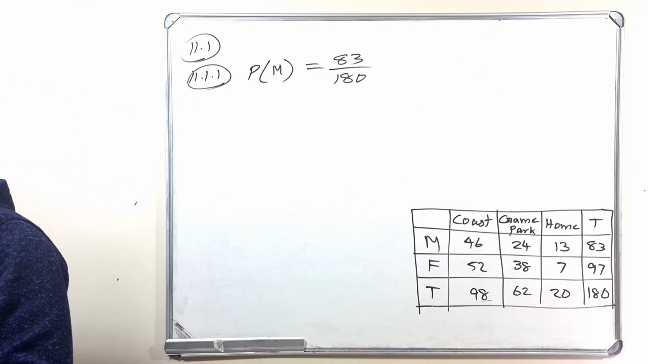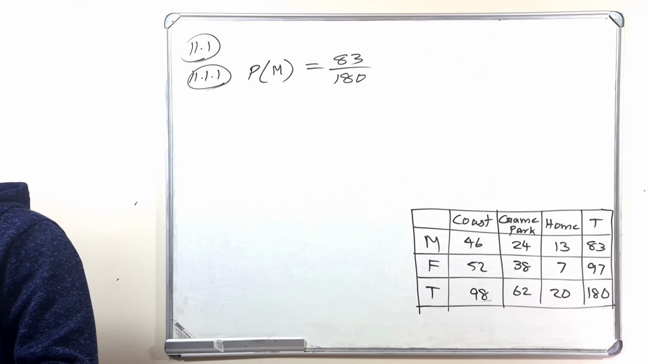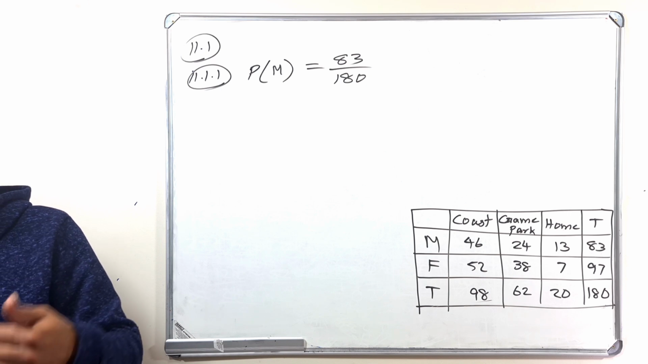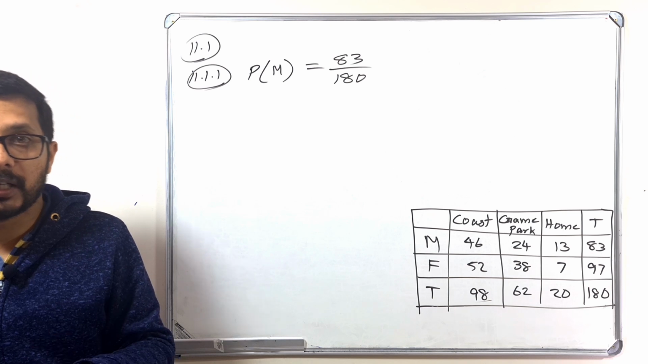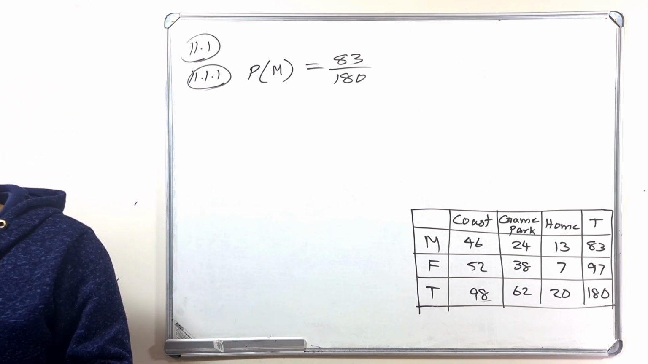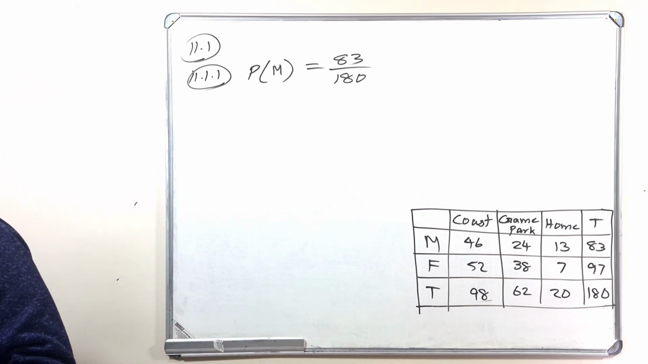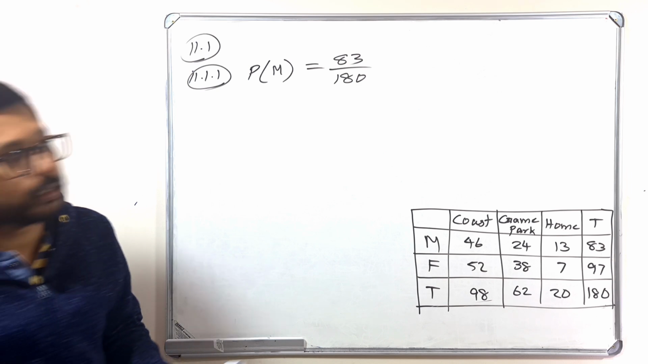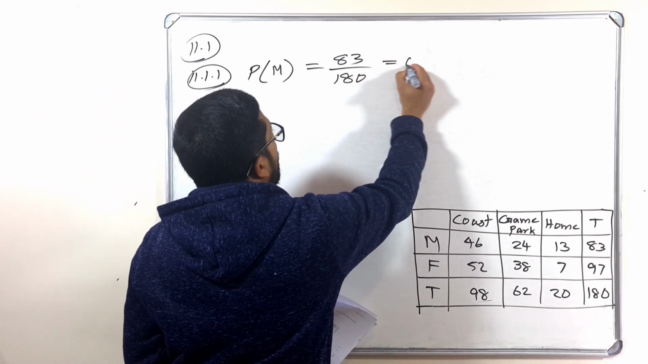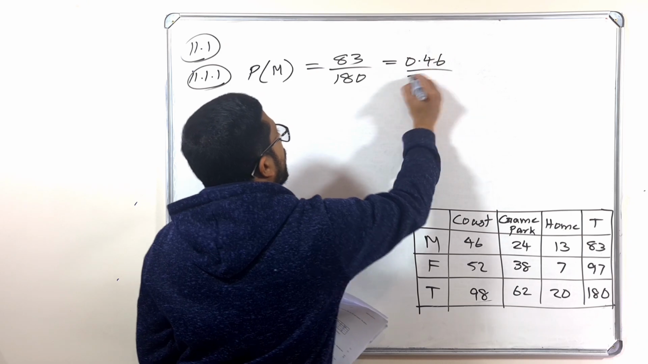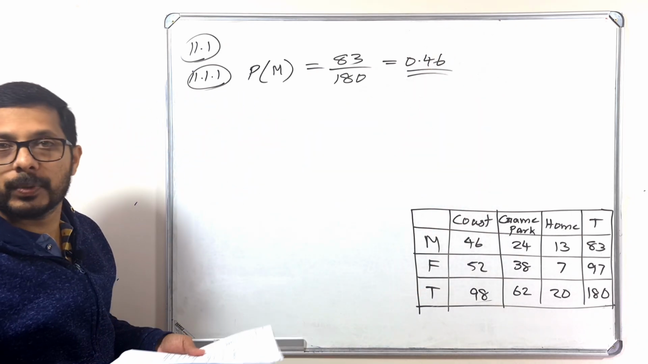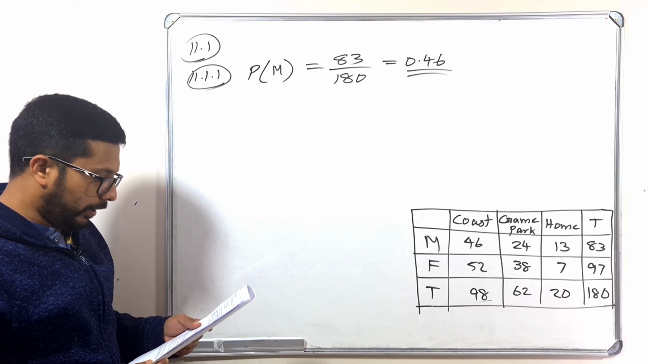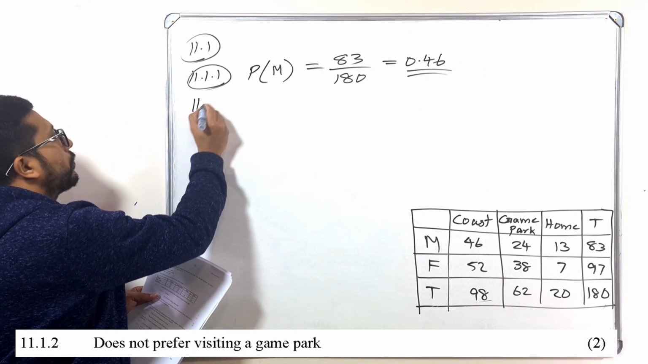Nothing is given saying they want the answer as a decimal, a fraction, or a percentage, whatever it may be. So you can write either 83 by 180, or 0.46, you can check in your calculator, or 46%. Any answer you can write. Next question, 11.1.2.